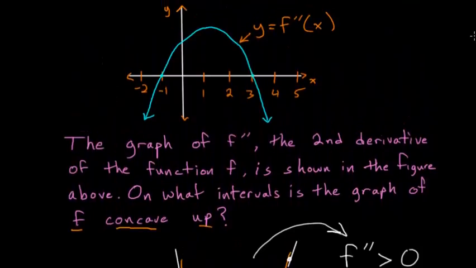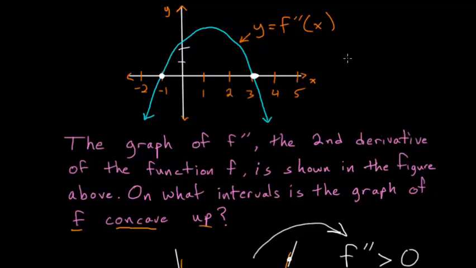We have the second derivative graphed here. And we know that an interval where the function f is concave up would have to have a second derivative that's positive. So it looks like at -1, the second derivative is 0, and at 3, it's 0 as well. But between -1 and 3, the second derivative is positive, since its y values are positive numbers.